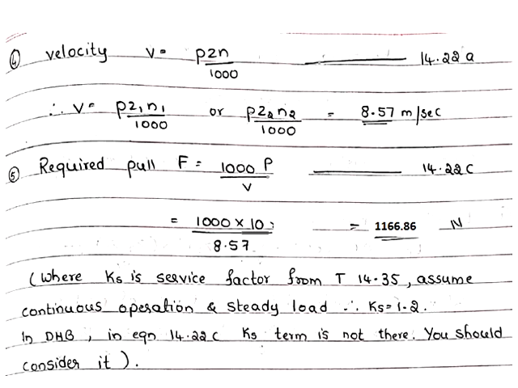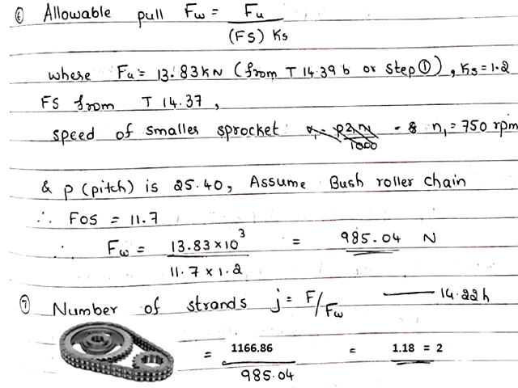We'll move to next step, step number 6. In step number 6, calculate allowable pull. Equation is Fu by Fs into Ks. Fu value I have noted down during step number 1, it is 13.83 kilonewton.